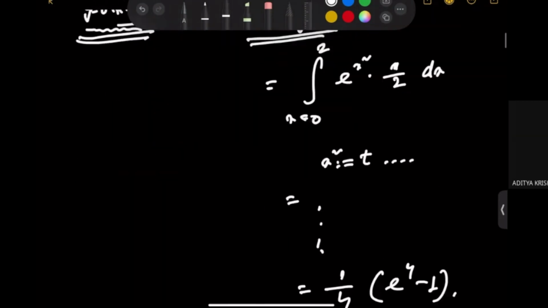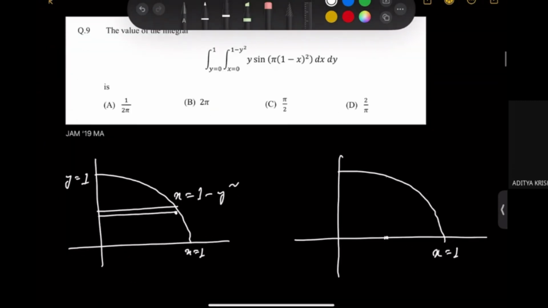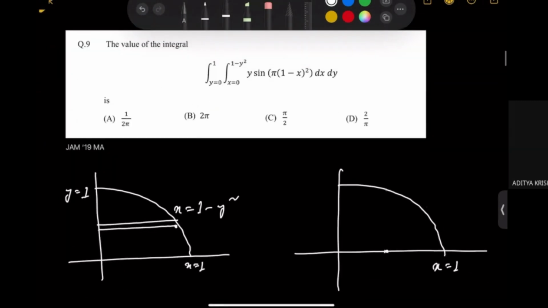Okay, let me go to the next problem then. It was asked in JAM 2019 mathematics. The value of the integral, if you read the question, will be something like this. The value of this integral is what? That is our question.